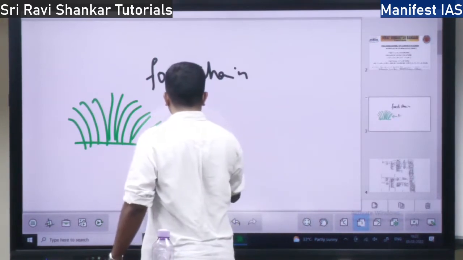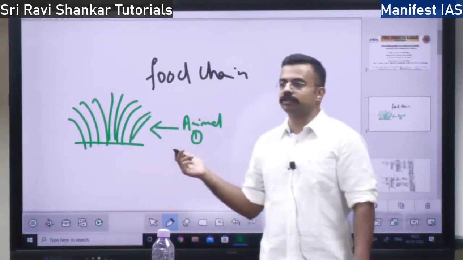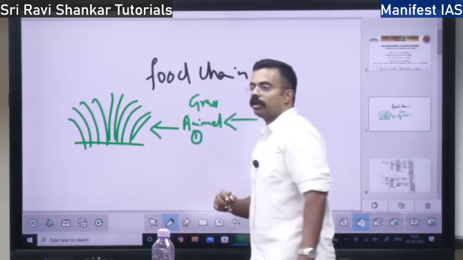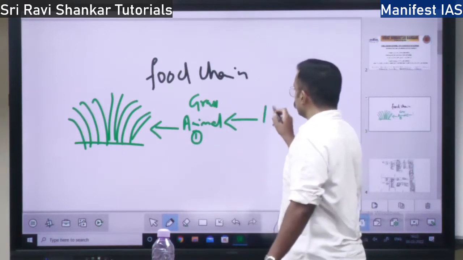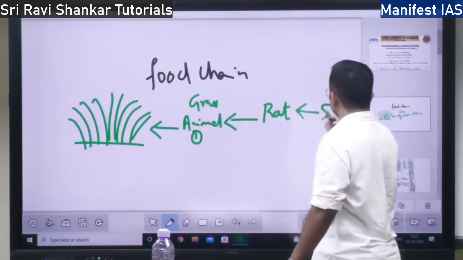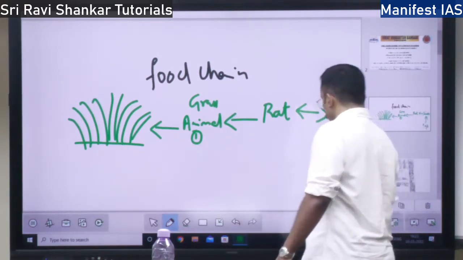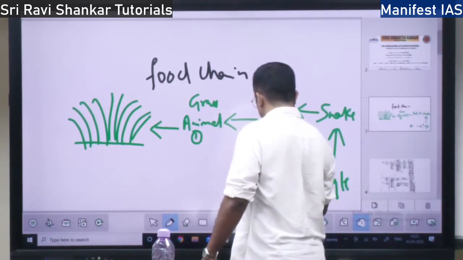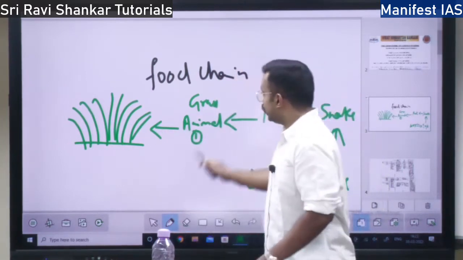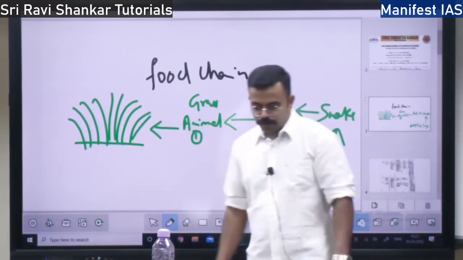Animal 1. It might be your grasshopper, all those things, right? Let's say grasshopper. This, in turn, is eaten by, let's say, a rat. Rat is eaten by snake. Snake is eaten by eagle. Eagle is eaten by decomposers once it is dead. So, this cycle is the food chain. Eating and being eaten. You eat something, in turn something else will eat you. Right? That is the food chain.